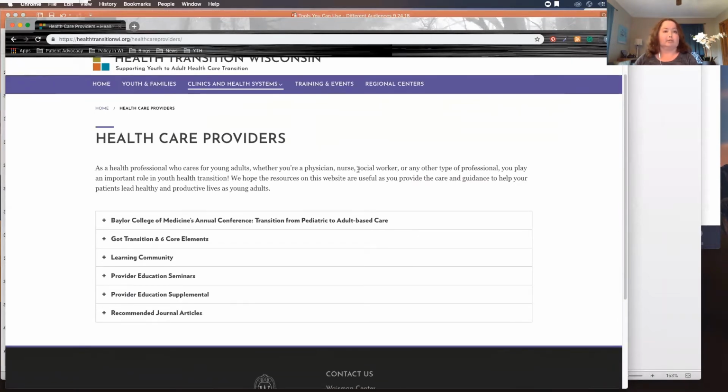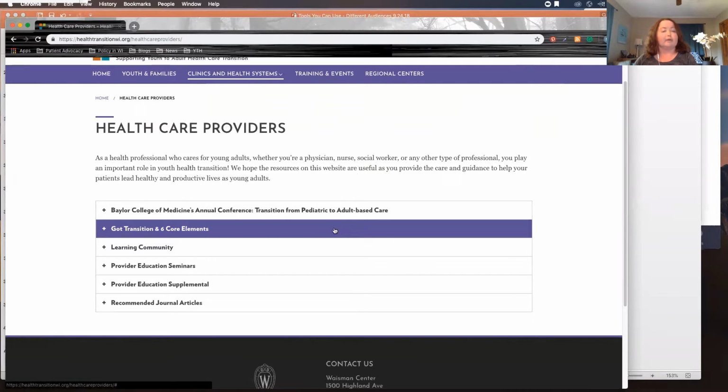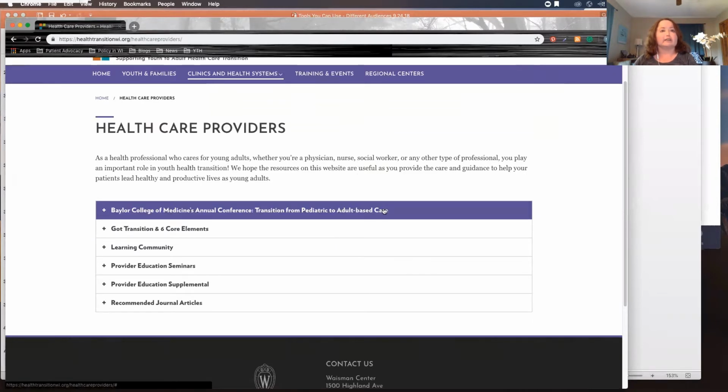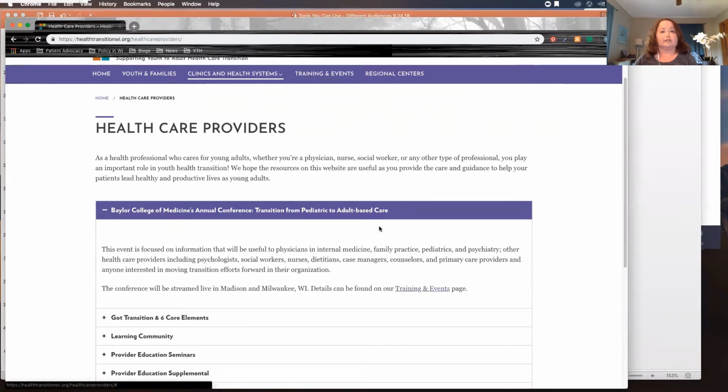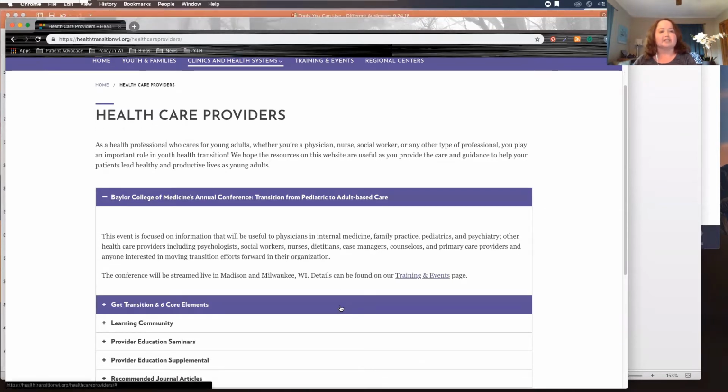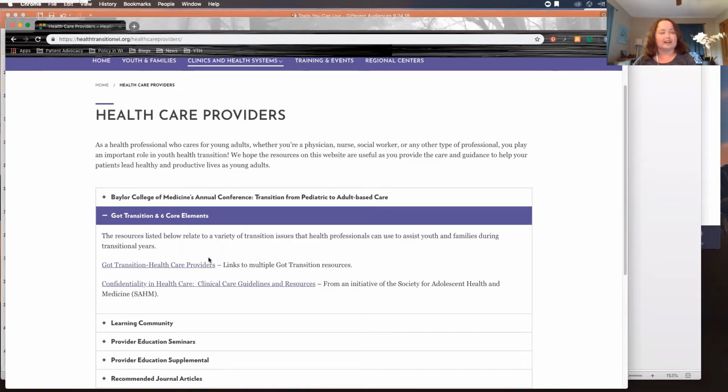eventually the healthcare provider website shows up, and we have all kinds of information that's available to the healthcare provider, including our upcoming Baylor event, which you can go to the training and events section and expand that accordion, and feel free to register for Baylor that's happening in October. We also have information with our national partners, the Got Transitions core links to providers and their resources.